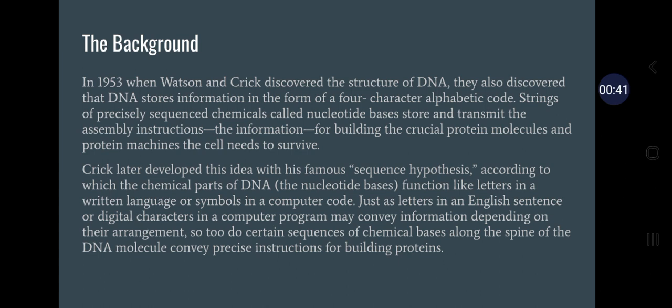In 1953, when Watson and Crick discovered the structure of DNA, they also discovered that the DNA stores information in the form of a 4-character alphabetic code. Strings of precisely sequenced chemicals called nucleotide bases store and transmit assembly instructions, the information for building crucial protein molecules and protein machines the cell needs to survive.